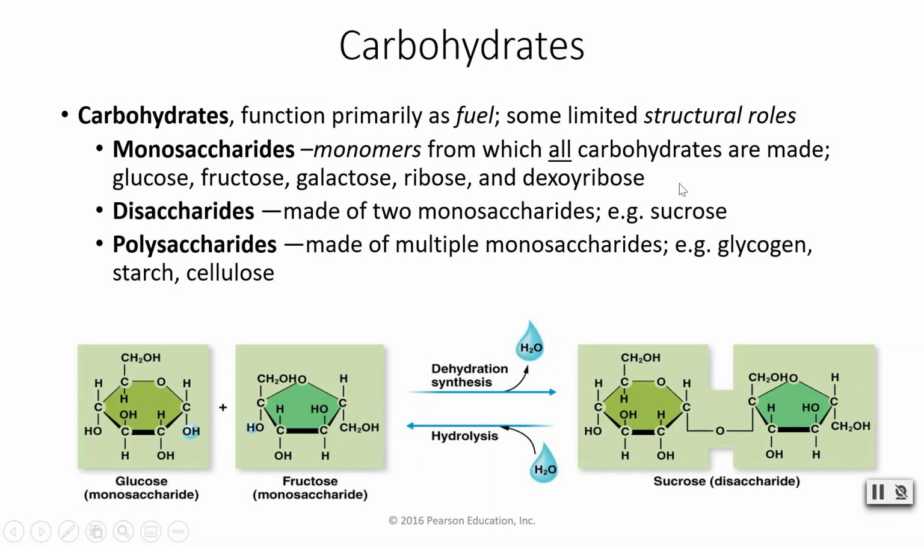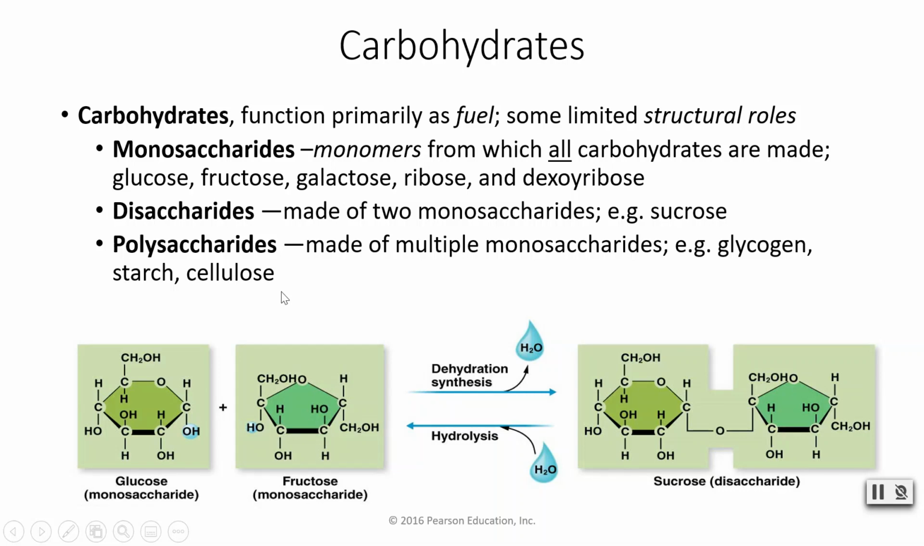Now, if we stick two monosaccharides together, we form a disaccharide. Some of these are also familiar to us. The most common one for us is sucrose, which is just table sugar. So the sugar that you buy from the grocery store and put in your sweet tea, that's sucrose. Now, if we continue attaching monosaccharides together, we form polysaccharides. The ones that are most favorable to us are glycogen, starch, and cellulose.